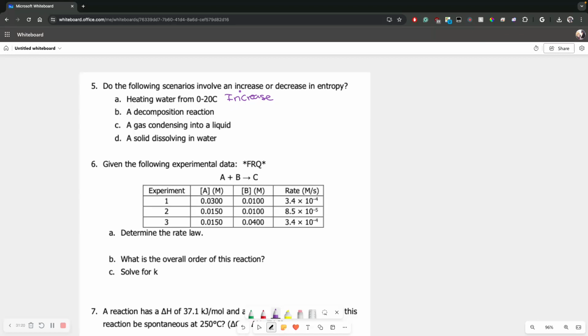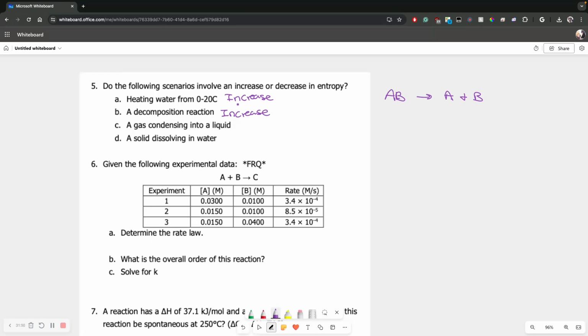Next, we have a decomposition reaction. A decomposition reaction is where one molecule splits into its respective components. That separates into two parts, which is two separate molecules, which innately have more entropy. So you're increasing the degree of entropy in this as well.